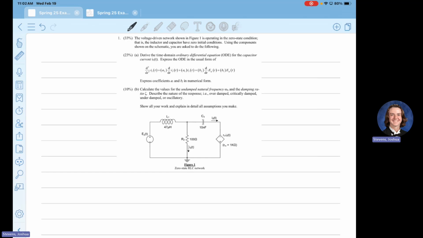So I'm going to read the problem. The voltage-driven network shown in Figure 1 is operating in zero state conditions. That is, the inductor and capacitor have 0 initial conditions. Using the components shown in the schematic, you are asked to do the following. Part A: derive the time domain ordinary differential equation for the capacitor current I3 of t. Express the ODE in the usual form of what's shown. Express coefficients ai and bj in numerical form. And then part B is calculate the values for undamped natural frequency omega n and the damping ratio zeta. Describe the nature of the response: overdamped, critically damped, underdamped, or oscillatory. Show the work. All right, what do you think we need to do first?